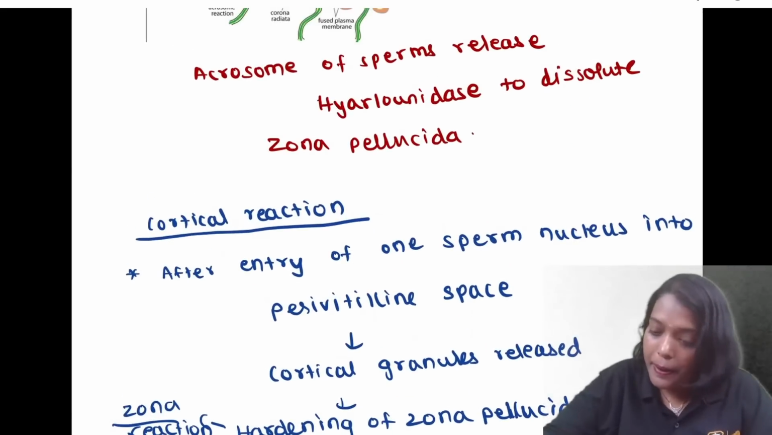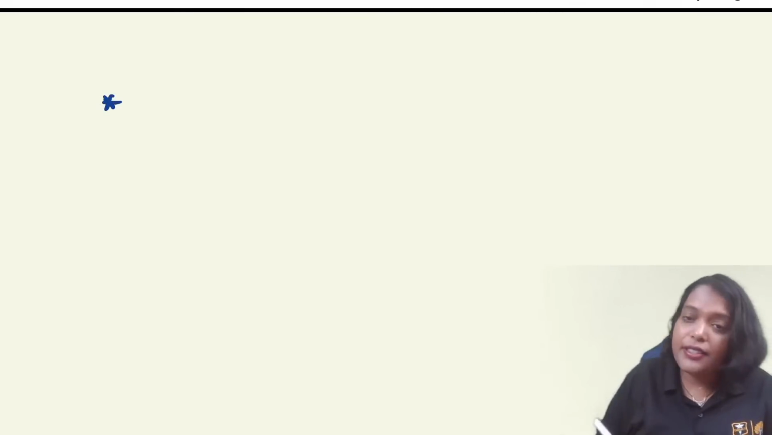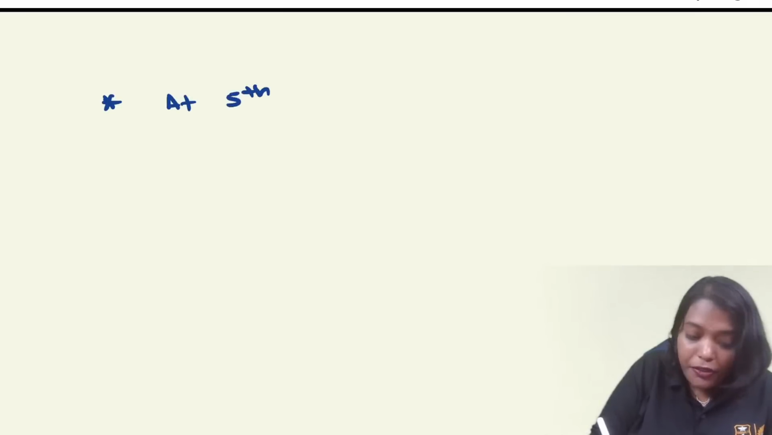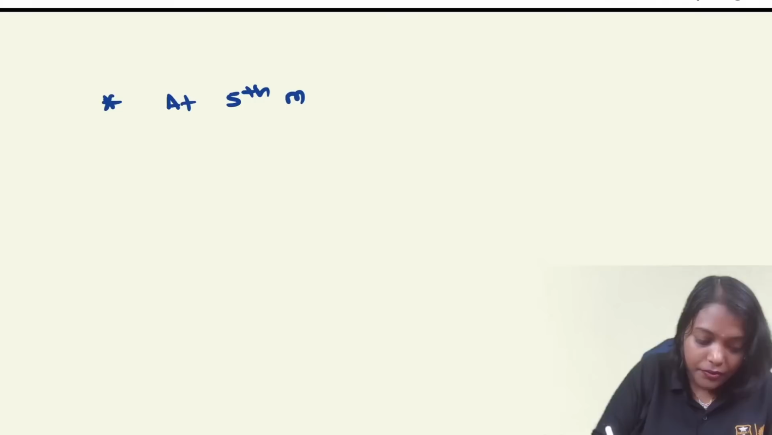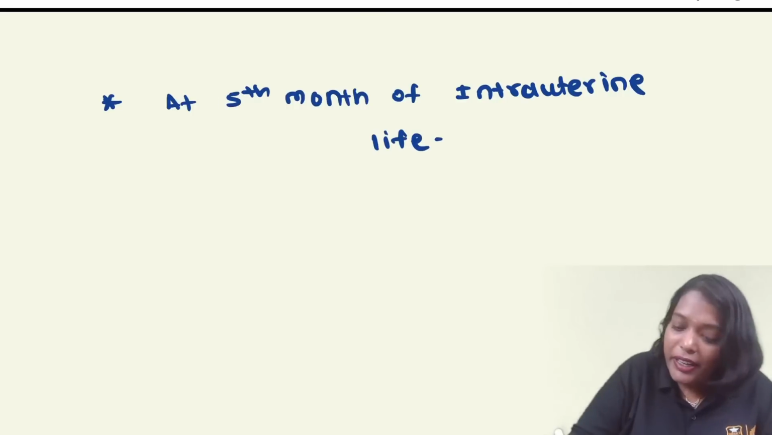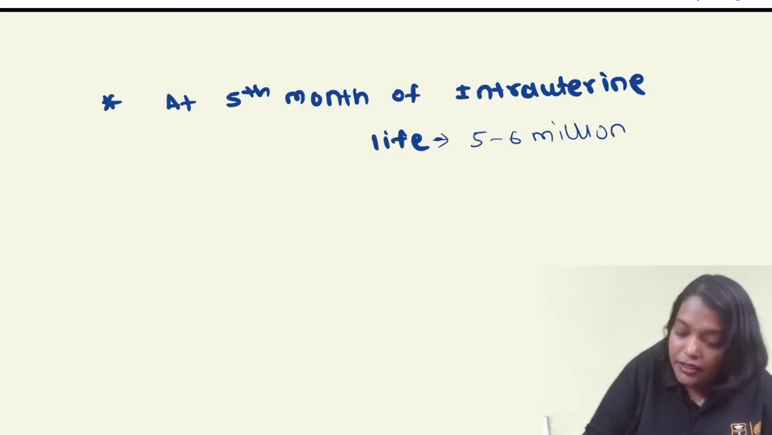Now, some more points I want to tell you here. I'll take all your queries once I finish this topic, just another 10 minutes. At the 5th month of intrauterine life, you have around 5 to 6 million primary oocytes.